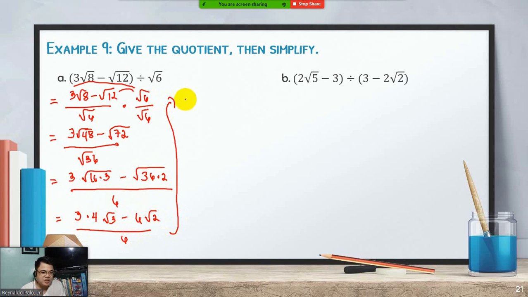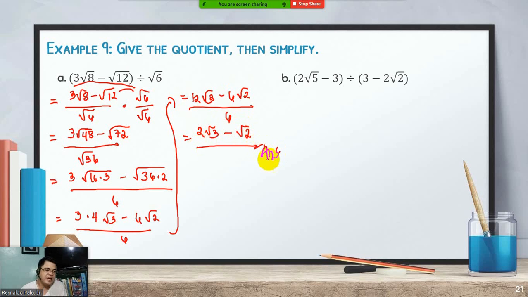Then 3 times 4 is 12 square root of 3 minus 6 square root of 2 over 6. As you can see, 12 and negative 6 above are divisible by 6. So therefore, we can simplify. 12 divided by 6 is 2 square root of 3. Then negative 6 divided by 6 is negative 1 square root of 2. So this will serve as your final answer.